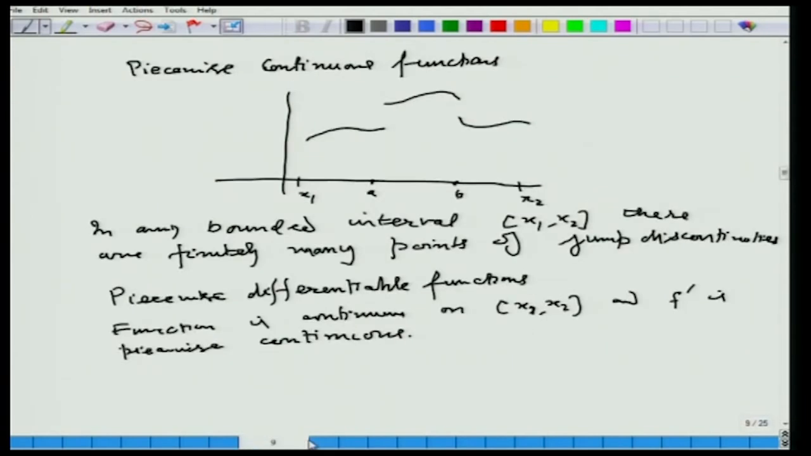Similarly, a piecewise continuous function can look like this. For example, in this case, there are two points of discontinuity, and here the left limit at this point A of the function will exist. Similarly, the right limit, when you approach this point from the right, will exist, and this will be the value of the function at that point from the right. Similarly, here the left limit will be this and the right limit will be this, and so there is a gap here, and that is the jump of the discontinuity at the points of discontinuity.